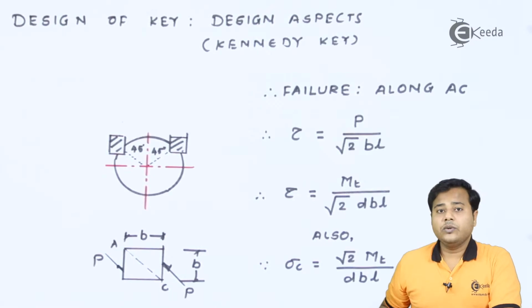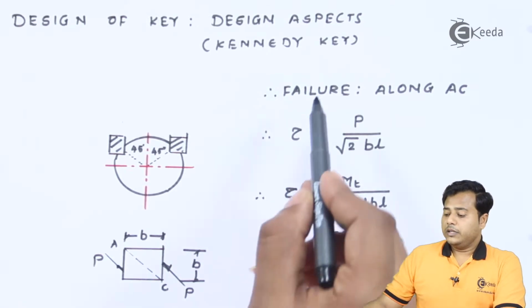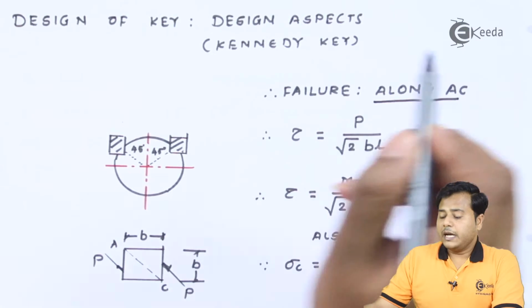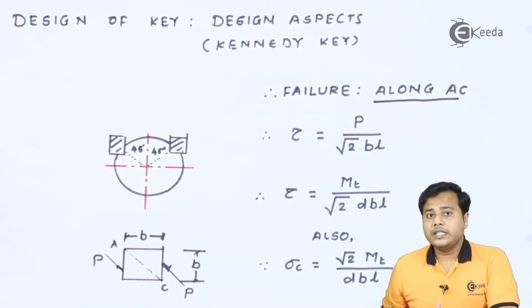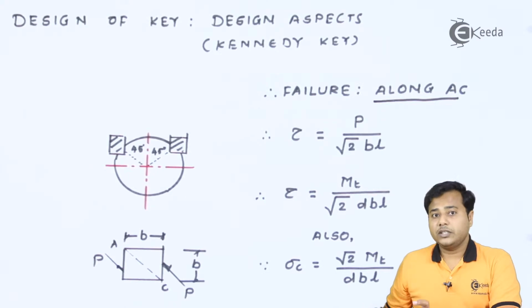So friends, you can look at the screen. Let us start with the design of key aspects of this particular Kennedy key. So the failure is a very important thing. It is happening along AC. Let's look at how AC is prominent. Now this is how the key will be subjected to the torsion.